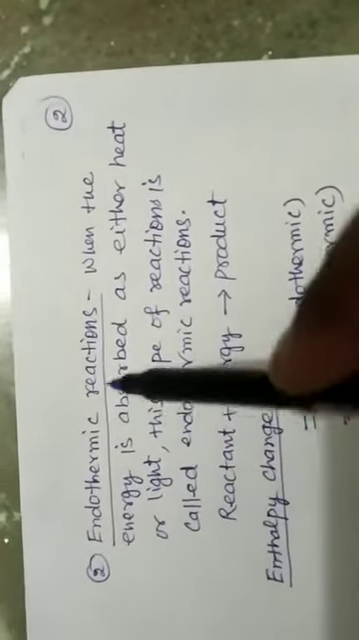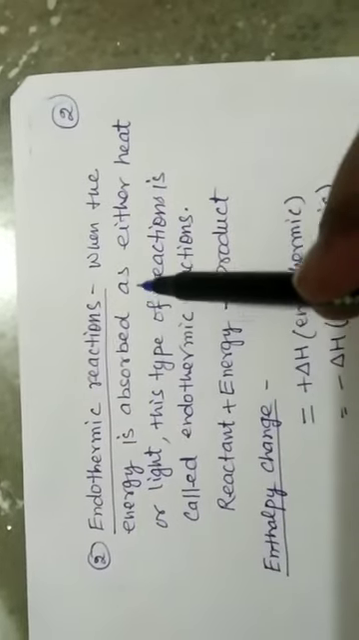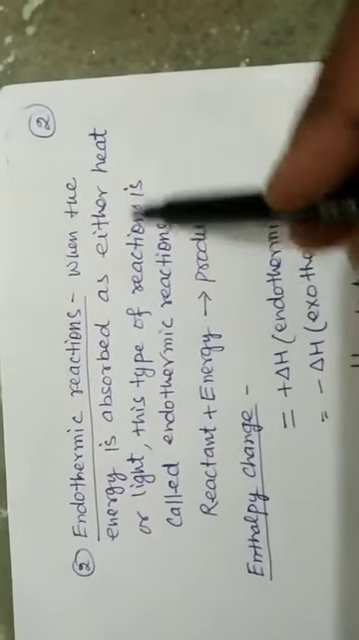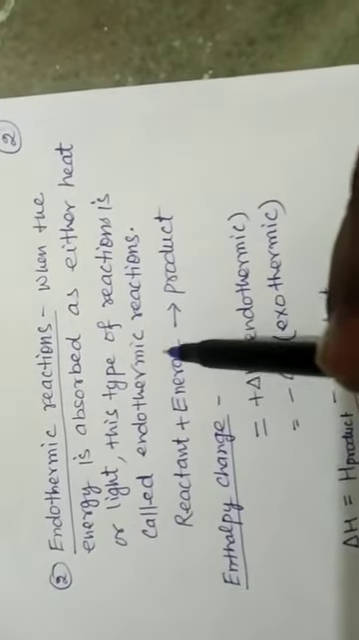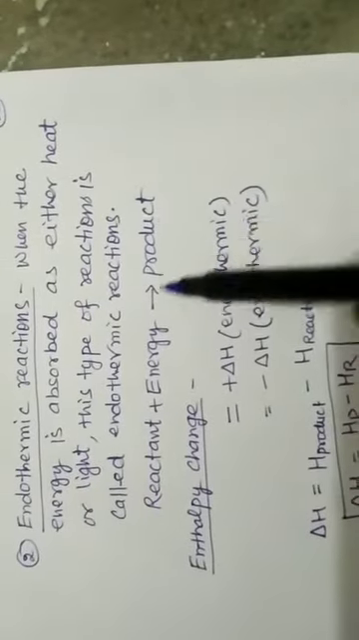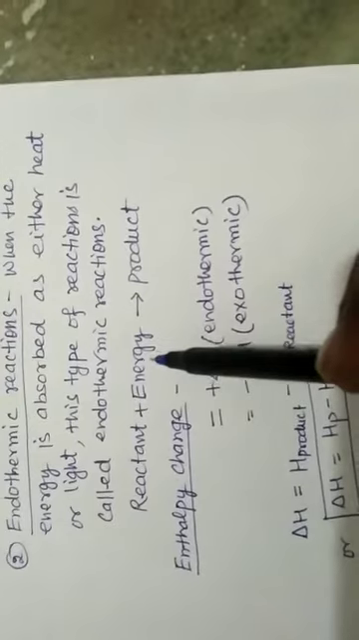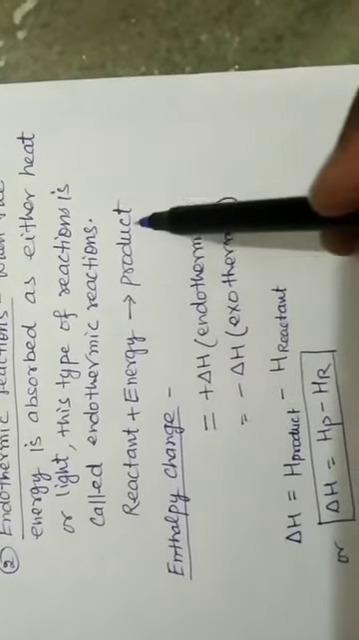Number two, endothermic reactions. When the energy is absorbed as either heat or light, this type of reaction is called endothermic reactions. The general form of this type of reaction is reactants + energy (it is absorbed) = products.